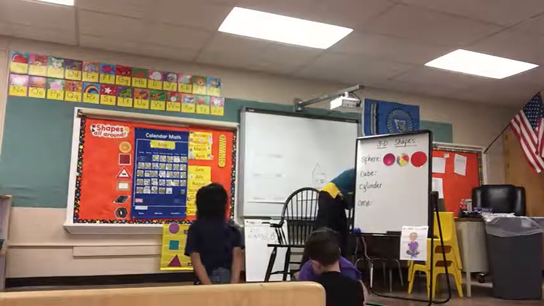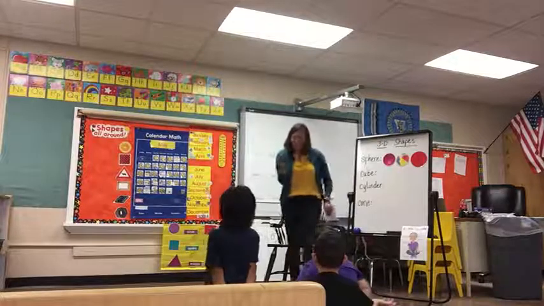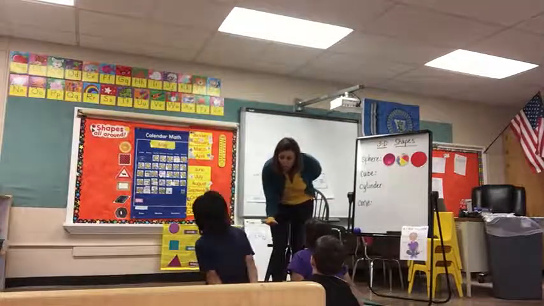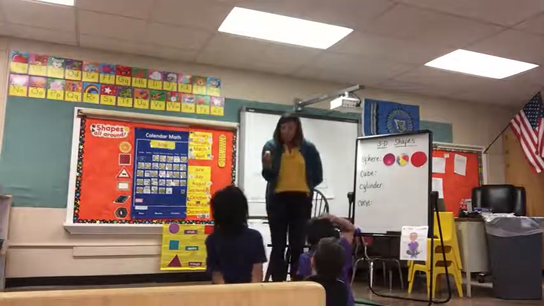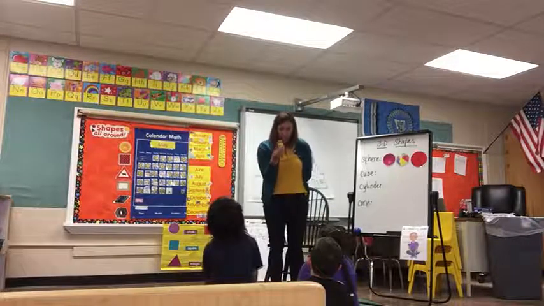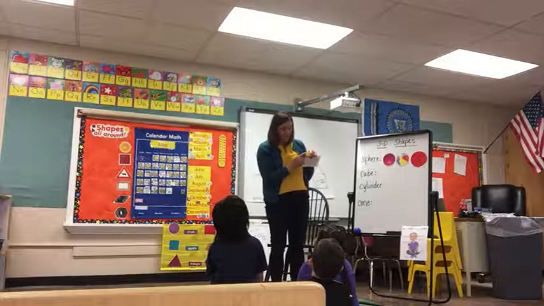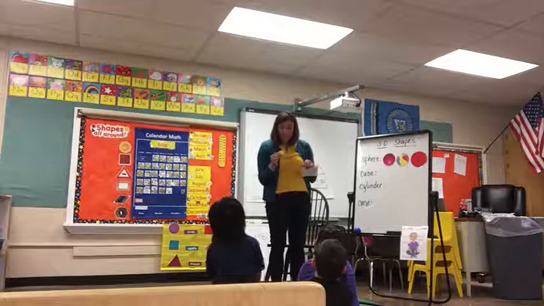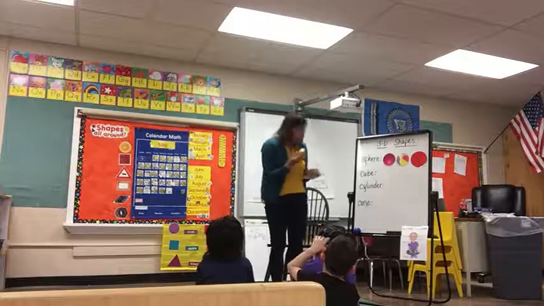Next shape. This is a cube. What is this? Cube. It is not flat. It's three-dimensional. It is a cube. You'll recognize that it has a square face, but it is not a square. It is a cube.